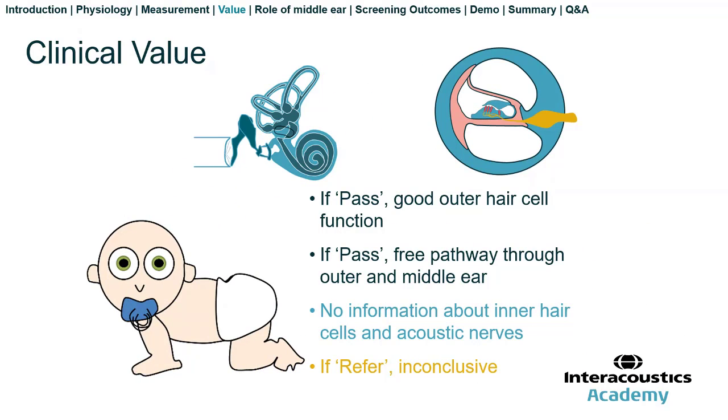So in sum, OAEs depend on the health of the outer hair cell function and an efficient sound conduction pathway through the middle ear and the outer ear. And again, this information doesn't give any indication of inner hair cell function or information about the acoustic nerve. Because the response is dependent on a healthy, or normally functioning, cochlea and also the sound conduction through the middle ear, when you get a refer, it can be inconclusive because you don't really know if the result is because of a middle ear issue or an actual cochlear dysfunction.